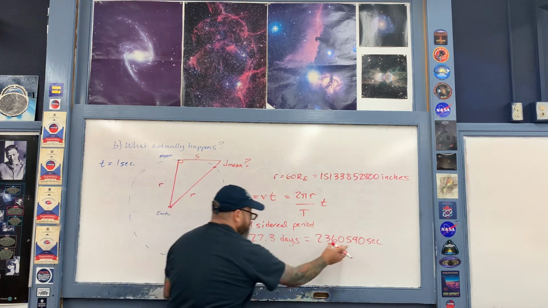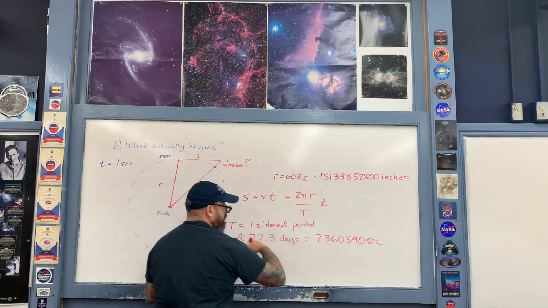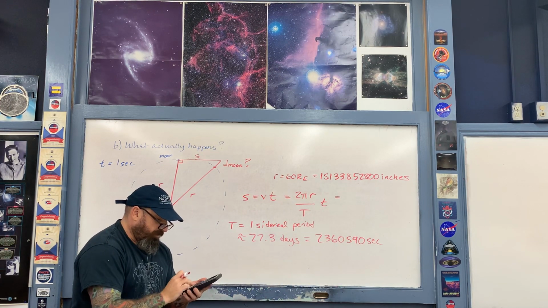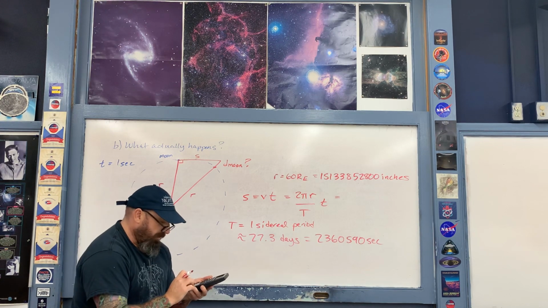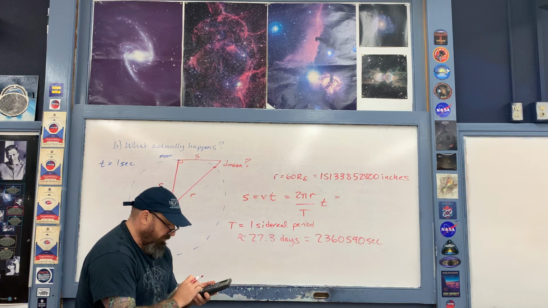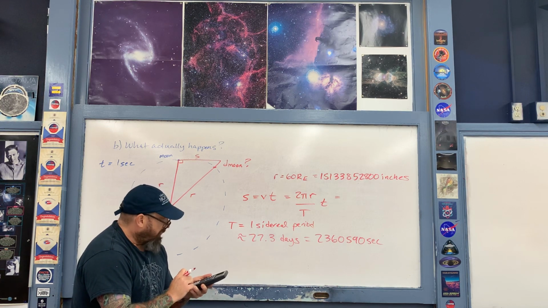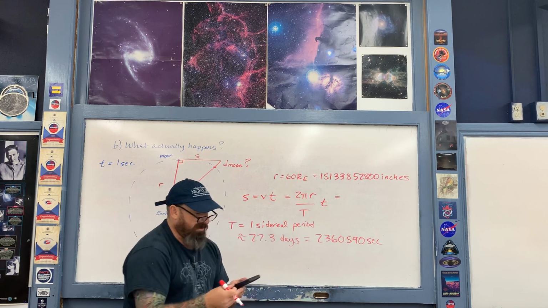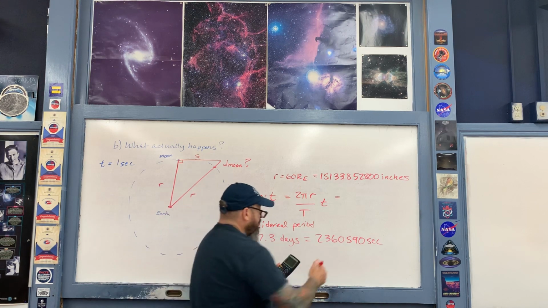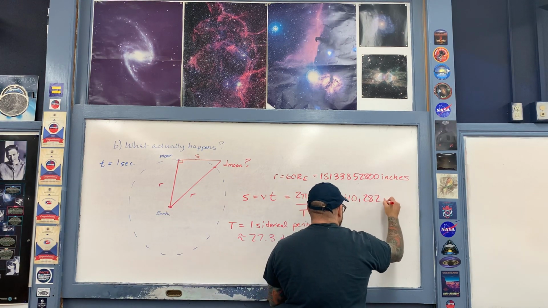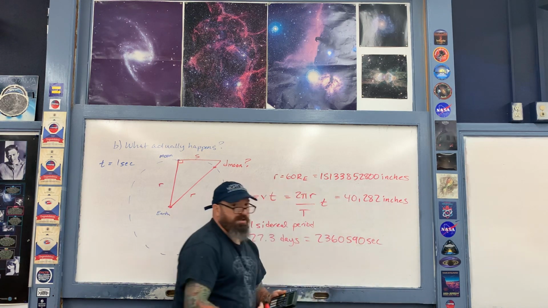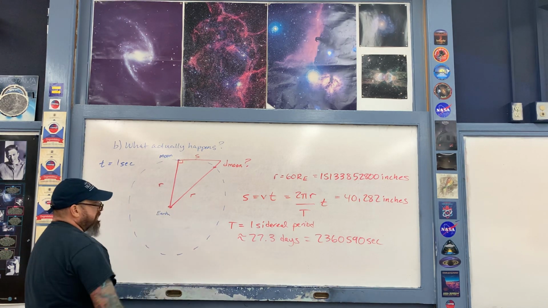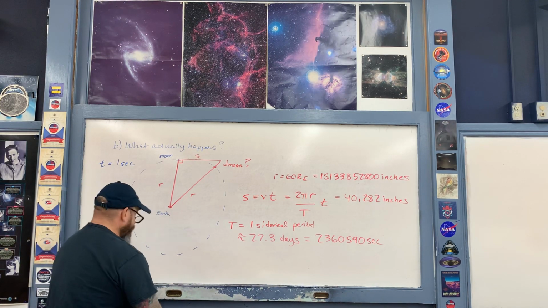Okay, now using these numbers, let's go ahead and plug everything in here and then figure out what S is equal to. So I've got 2 times pi, and then times that gigantic number for small r, so times 151,338,52,800, and then divided by the period, 2,360,590, and then multiplied by small t of 1 second. And in terms of inches, that distance is 40,282 inches. This is the linear distance that the moon moves in 1 second. Okay, now I'm just going to go ahead and complete the calculation here by doing some Pythagorean theorem.